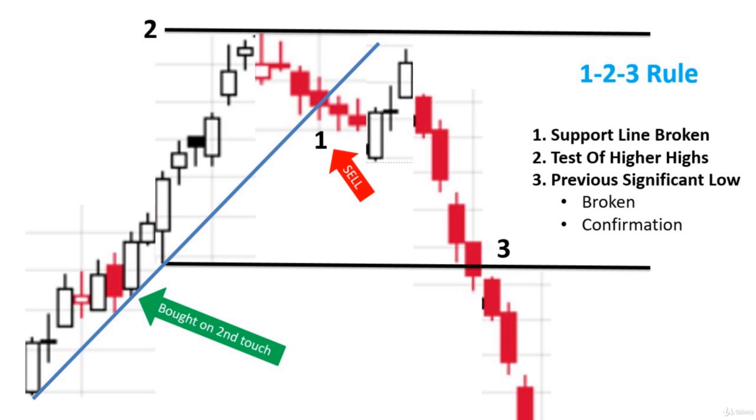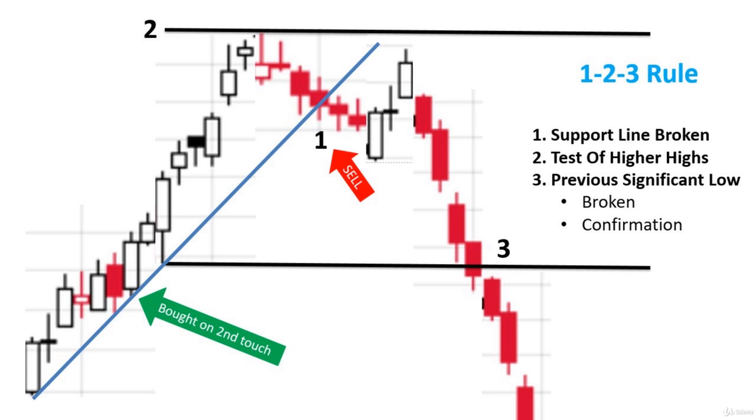But if you want to try 1-2-3 to see if it's more of a false type of breakage, then the second step you would do after the support line is broken is you're watching for it to test the higher highs. It might go down a little bit more, might go sideways, but then you're looking for a turnaround and for it to go back up and test the higher highs.